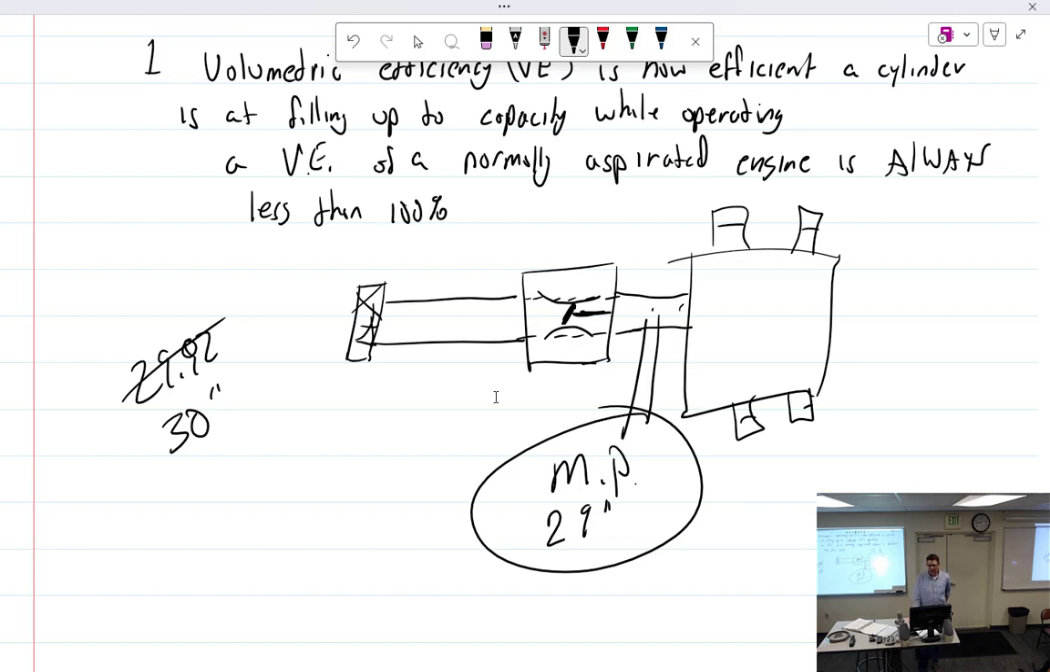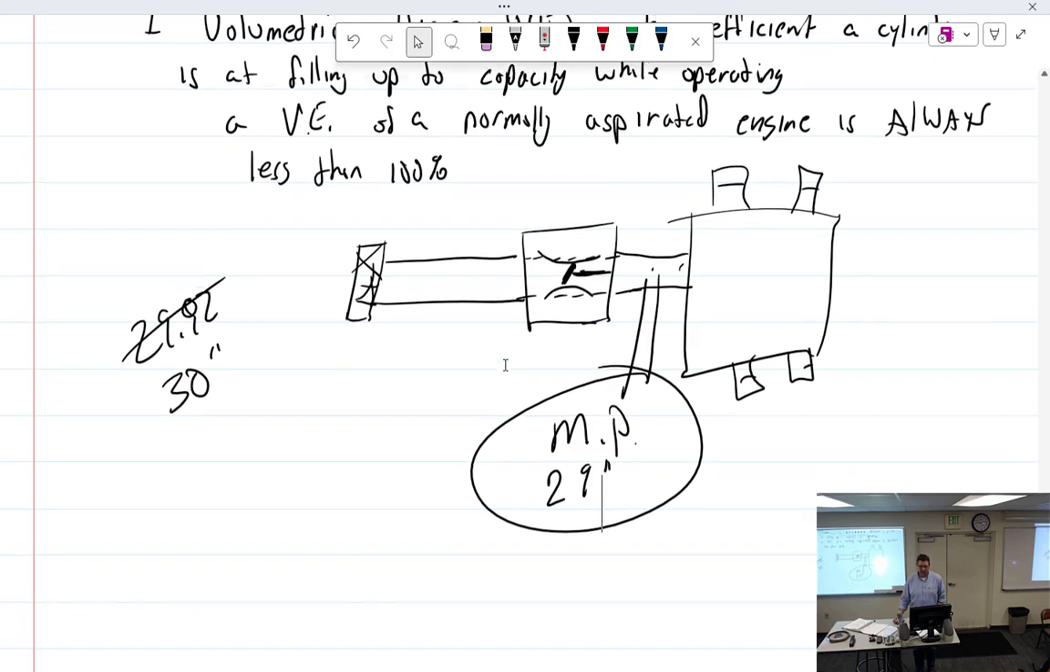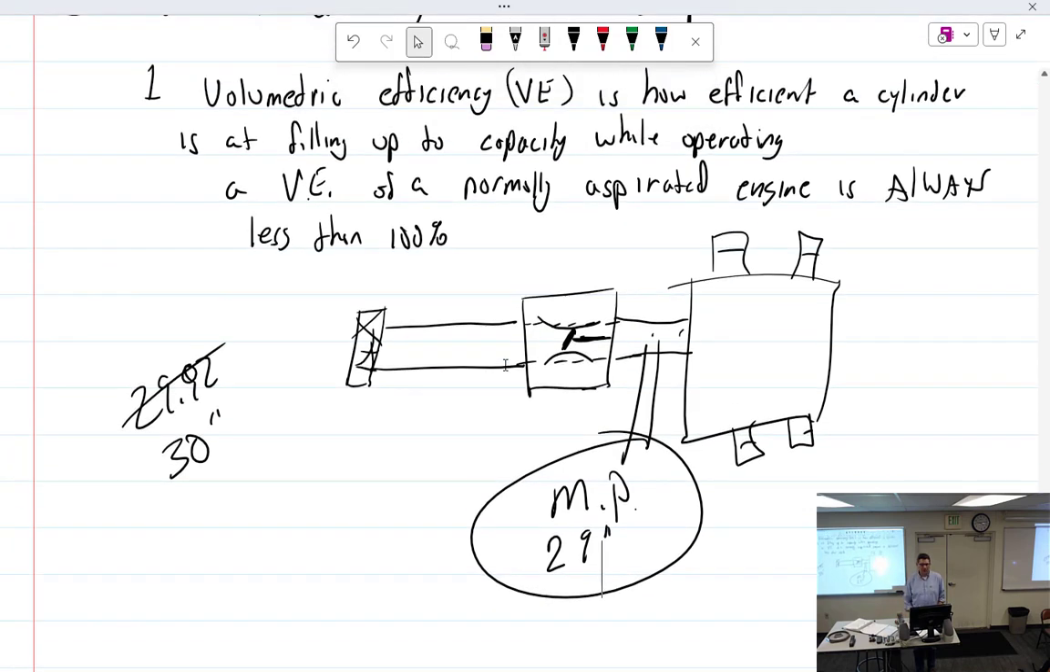So you have to consider the fact that we're losing an inch anyway. So just kind of keep that in mind there. So that's one of the reasons, I guess, why the volumetric efficiency is always less than 100%. Right off the bat, we're only going to give it 29 out of the 30 inches. I'm going to lose 1 inch of manifold pressure right off the top there. So you have this problem.